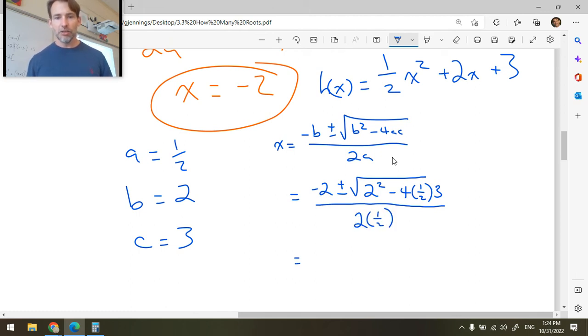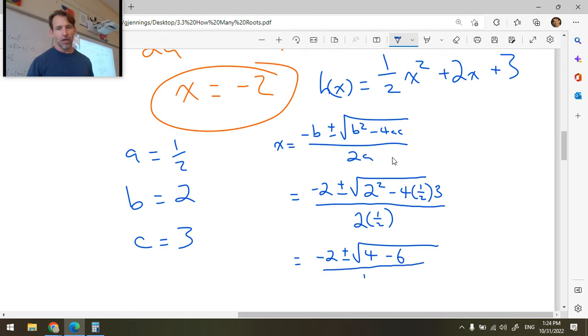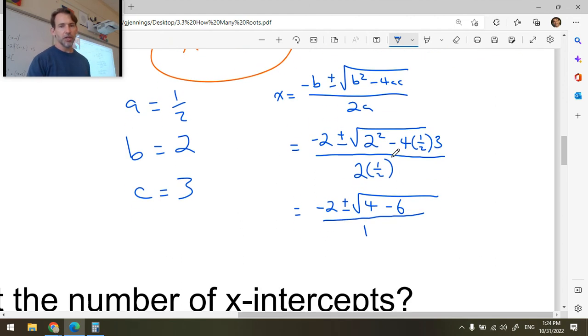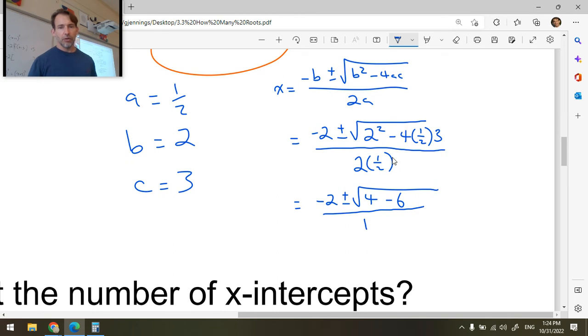All right, so this is going to be equal to negative 2 plus or minus, 2 squared is 4. Negative 4 times 1/2 is 2, negative 2. Negative 2 times 3 is negative 6. All over 1. 2 times 1/2 is 1. Notice that we get negative 2 plus or minus the square root of negative 2.